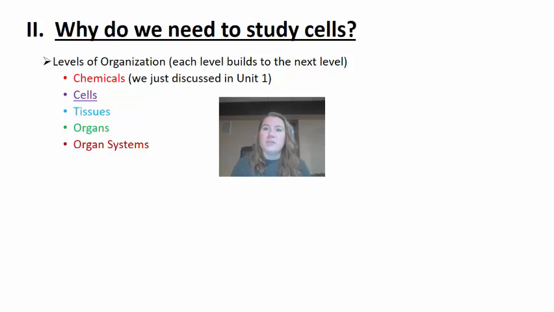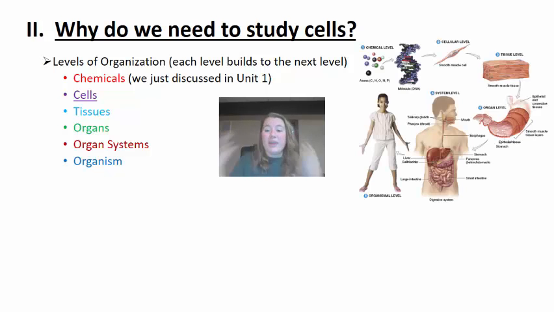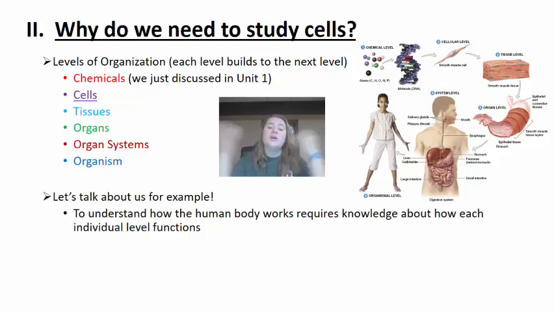Now if you think about humans, we have multiple organ systems within our body. So when you have several organ systems working together, you get an organism. That's where that name comes from. I like this image here because it really breaks down the individual levels, starting from the smallest all the way up to a full organism. And the example on here is looking at humans. So let's talk about humans for an example here.